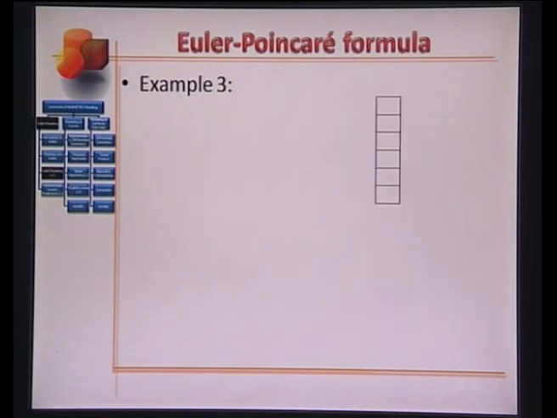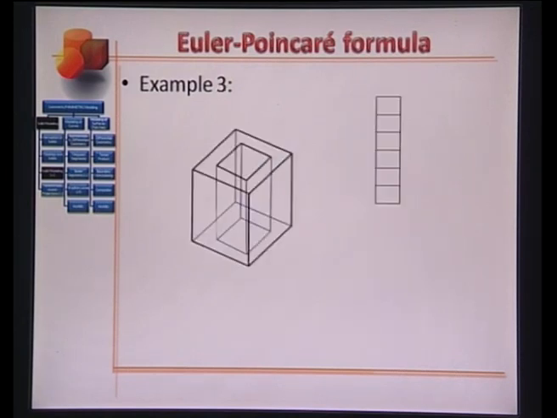The third example, a cube with a through hole. Now we have a handle. This solid is homeomorphic to a torus. We have an internal loop on the top surface of the outer cube, and we have an internal loop at the bottom surface of the outer cube.